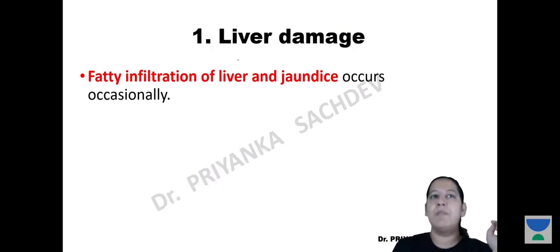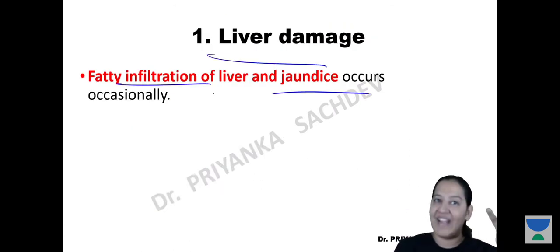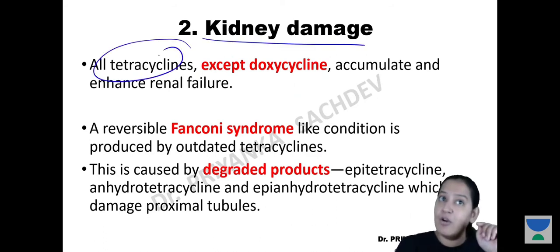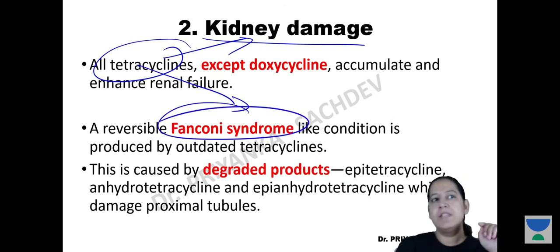So in liver damage, the patient will have jaundice. The patient will have fatty liver and jaundice. In kidney damage, all tetracyclines cause kidney damage. In the kidney, all tetracyclines cause Fanconi syndrome. It is due to the degraded products of the tetracycline.